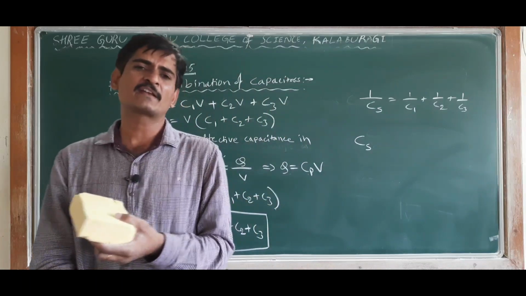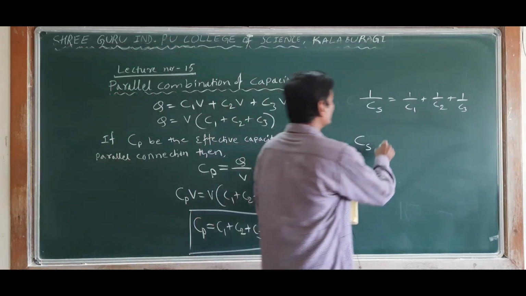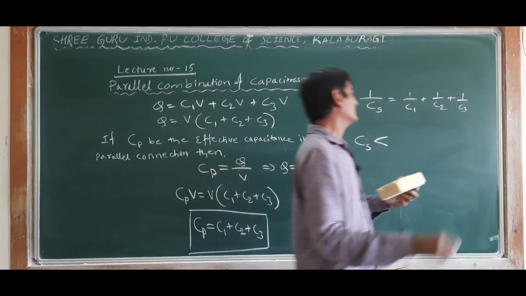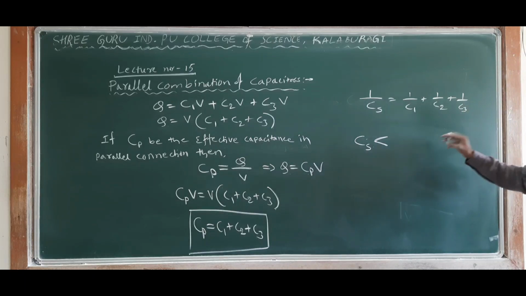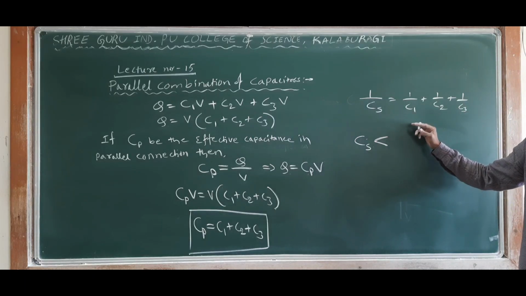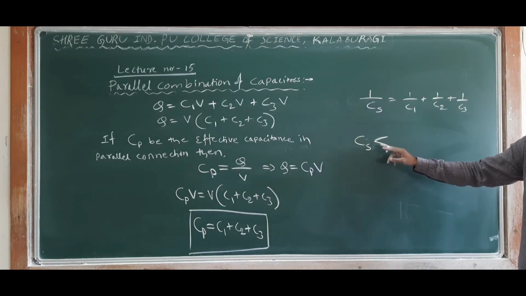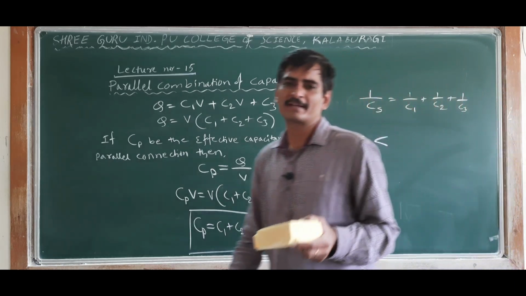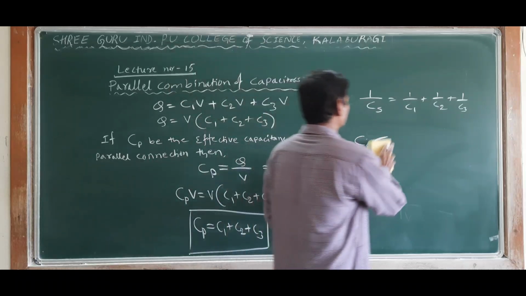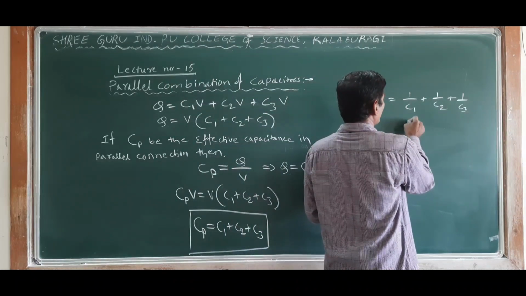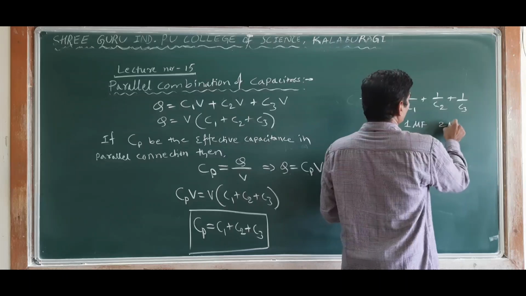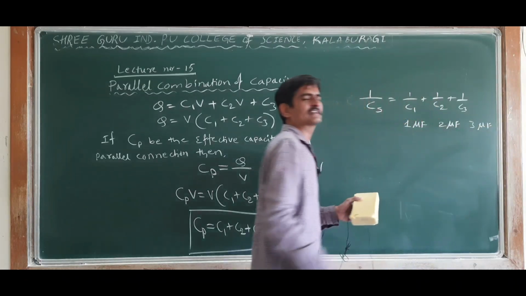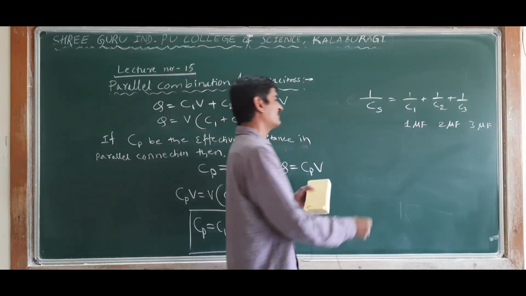The effective capacitance of series combination will be less than, or smaller than, the smallest of the capacitors. That is, if three capacitors are given, 1 microfarad, 2 microfarad and 3 microfarad, and the three capacitors are connected in series, then what is the effective capacitance?